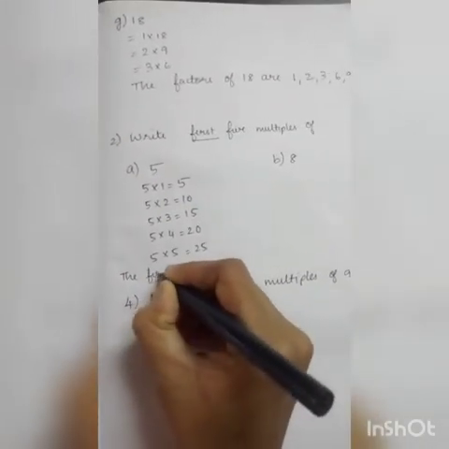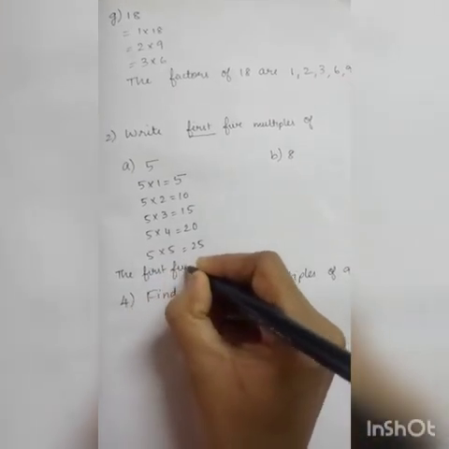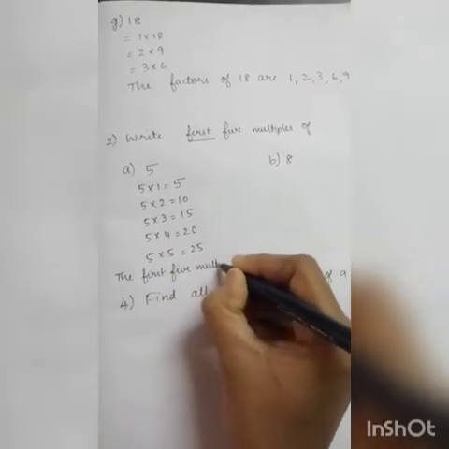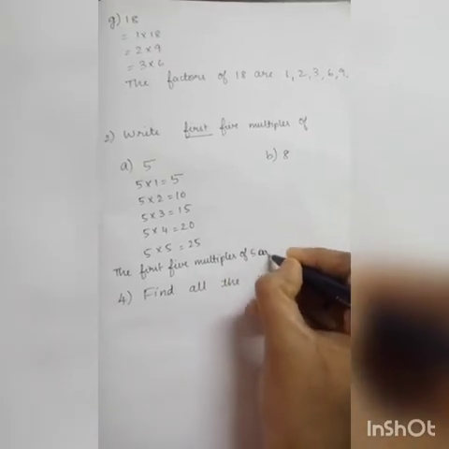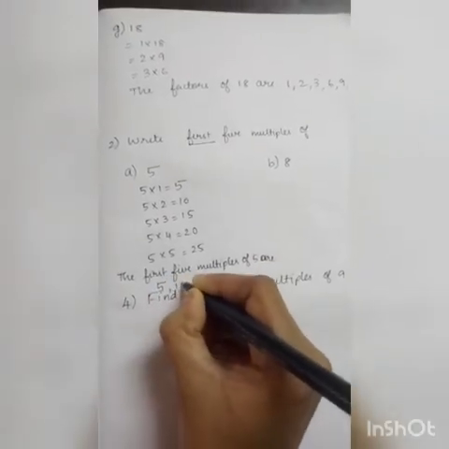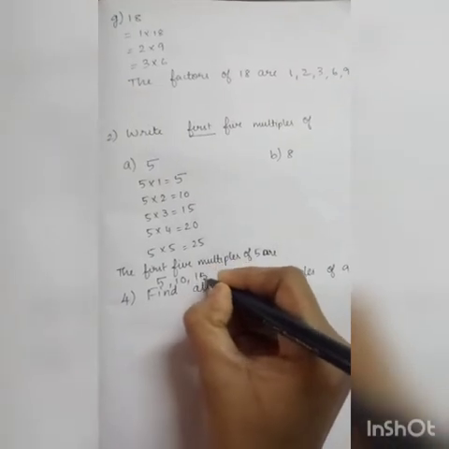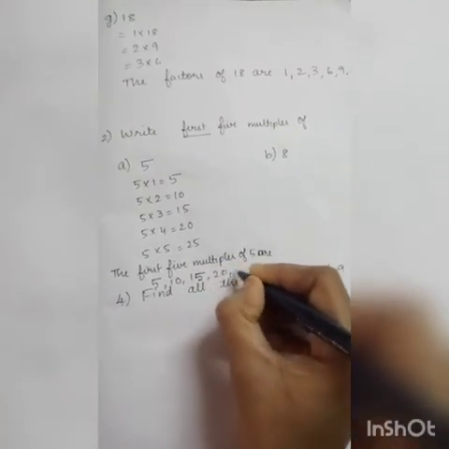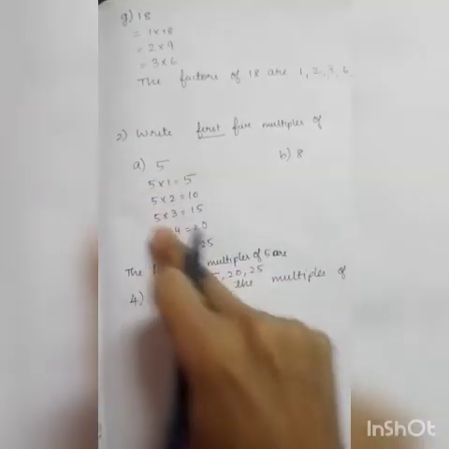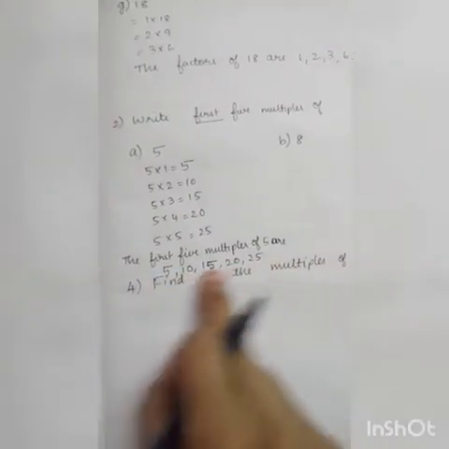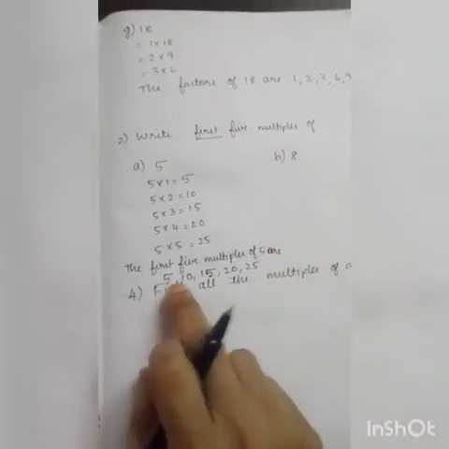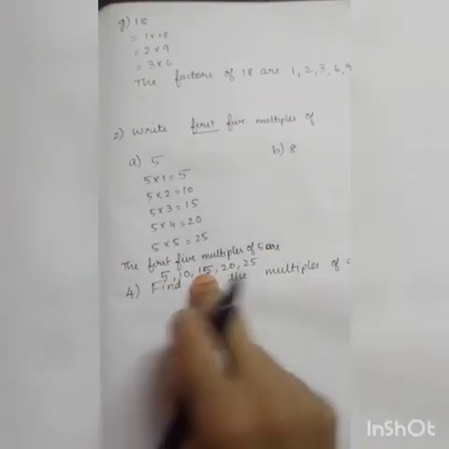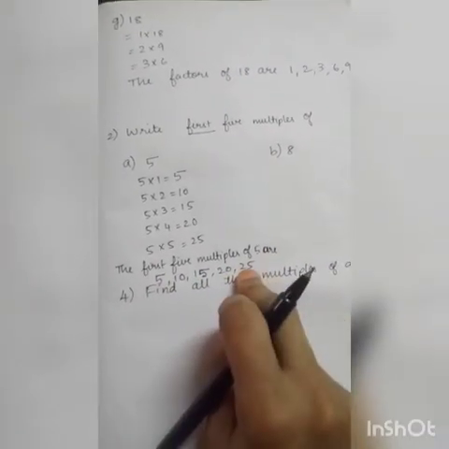The first 5 multiples of 5 are 5, 10, 15, 20, 25. You should not stop till this. You should write this answer also. The first 5 multiples of 5 are 5, 10, 15, 20, 25.